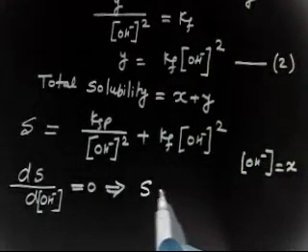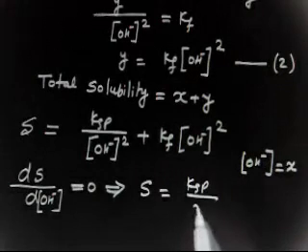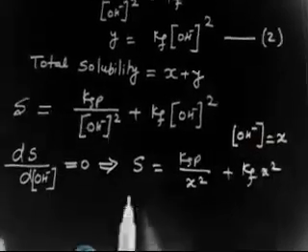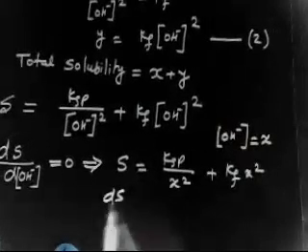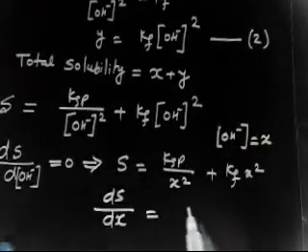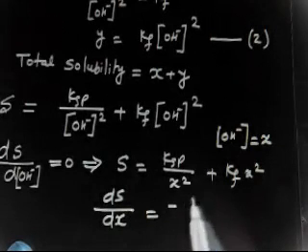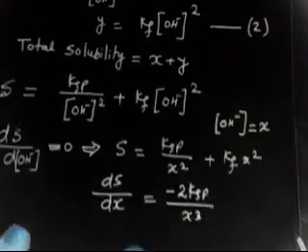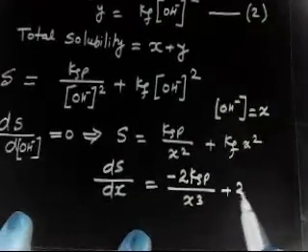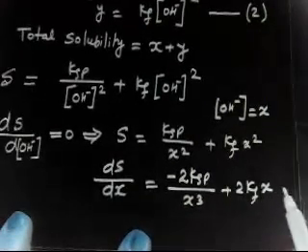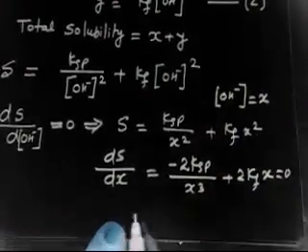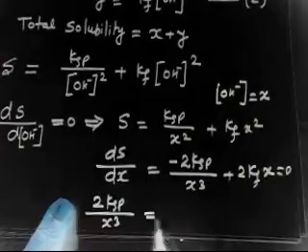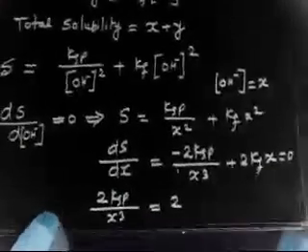So I can say S is equals to Ksp divided by x square plus Kf into x square. Now I need to differentiate, so dS by dx is equals to, differentiation of 1 by x square is minus 2 Ksp by x cube, and differentiation of this is 2 times Kf x, and this is equals to 0. So we will have 2 Ksp by x cube equals 2 Kf into x.